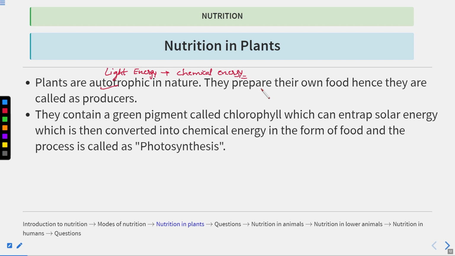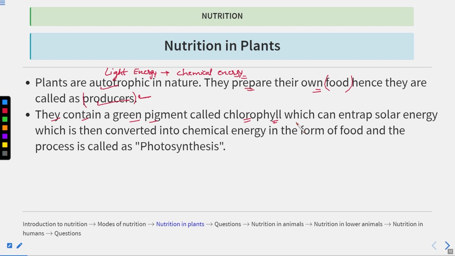Now, they prepare their own food, hence they are called producers. So you have to remember this term. Plants are producers. They produce the food which is eaten up by the consumers. So one category of living organisms are producers, others are consumers, which feed on what? Producers. Now, these plants contain a green pigment called chlorophyll. Chlorophyll is the photosynthetic pigment that helps in photosynthesis.